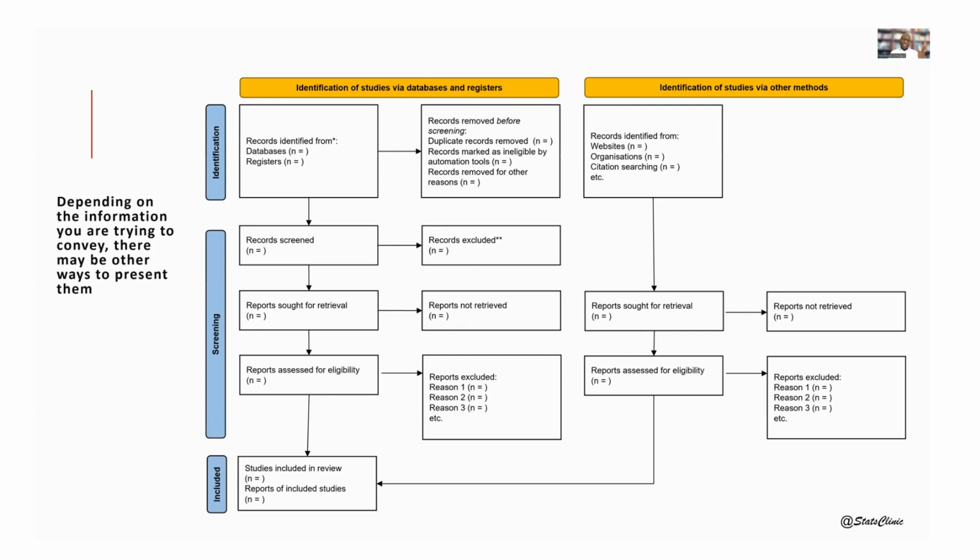So this is what the PRISMA flowchart looks like. Identification, it shows all the studies that were identified, the number of databases that were used, number of registers that were used, the ones that were not used, and then your screening. The number of records screened. It goes through all the stages of your screening, eventually until you report the number of studies that eventually ended up in your analytic sample.